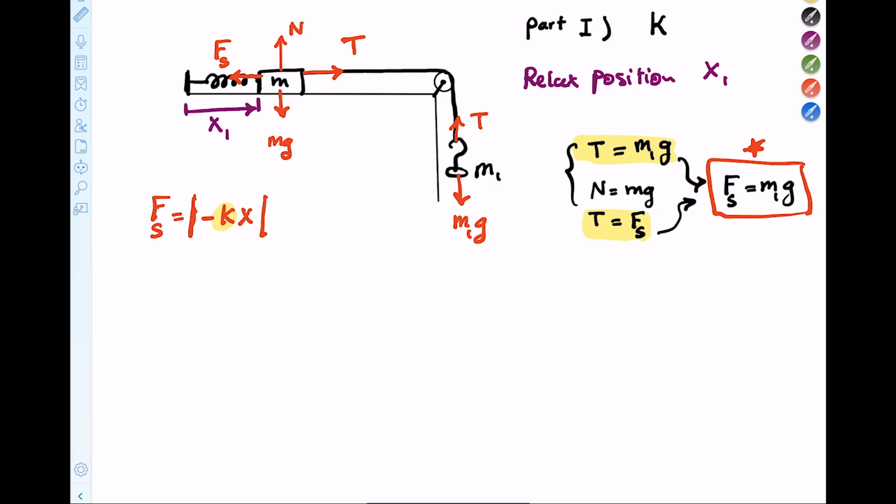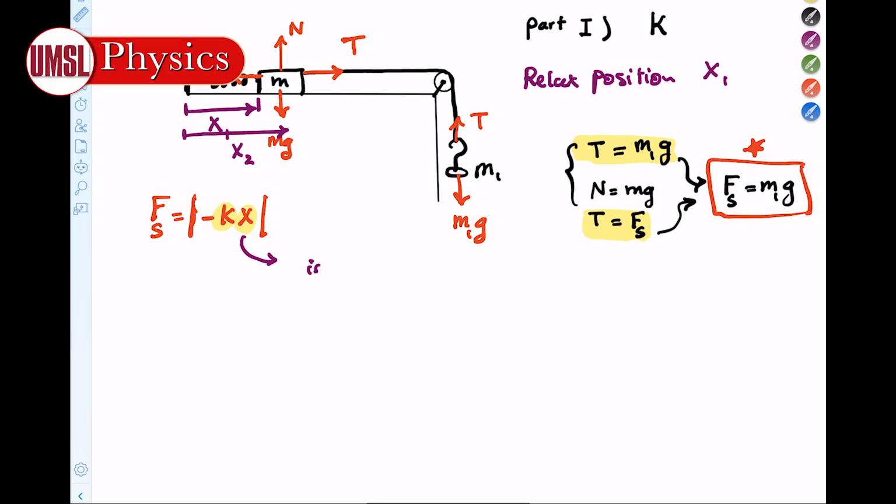So after the hanging mass is attached to the string, we'll have x2. It's not x1 anymore because that hanging mass is causing the system to stretch a little bit to the right. And here, this x is simply the difference.